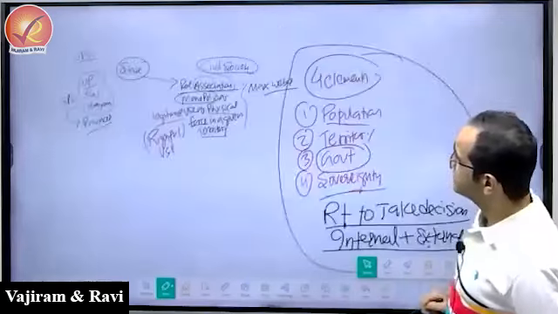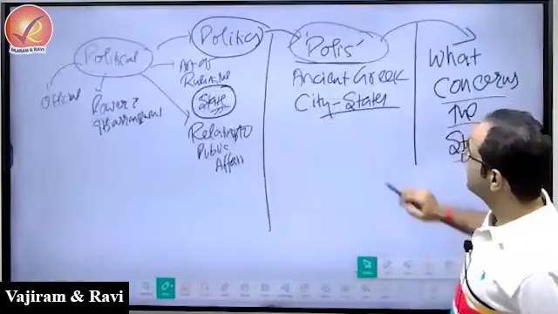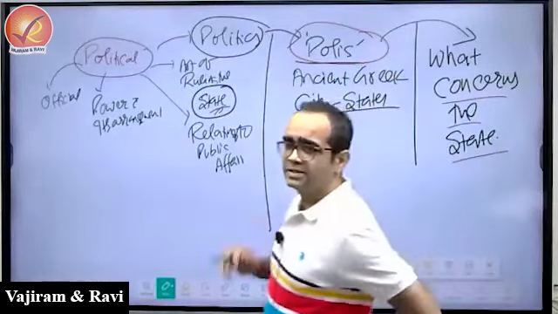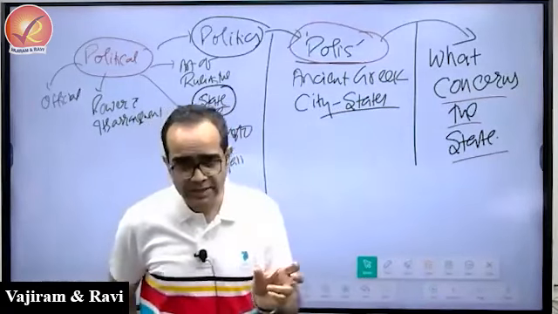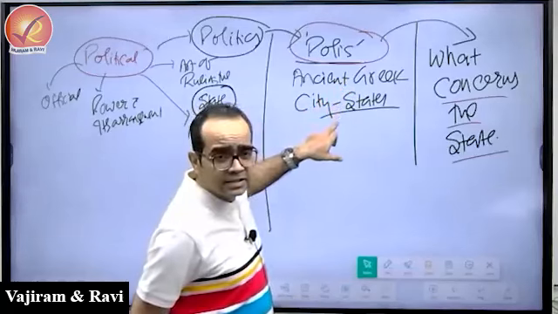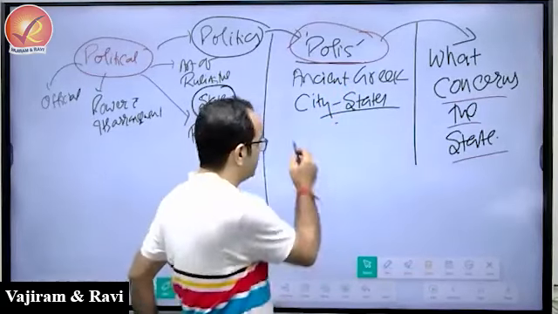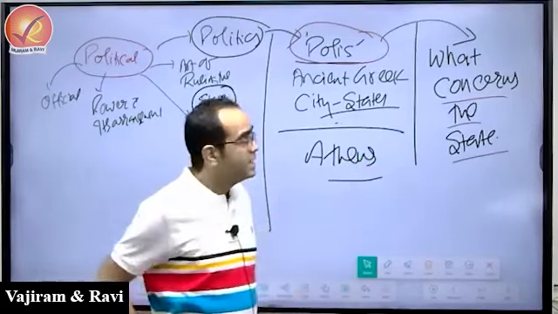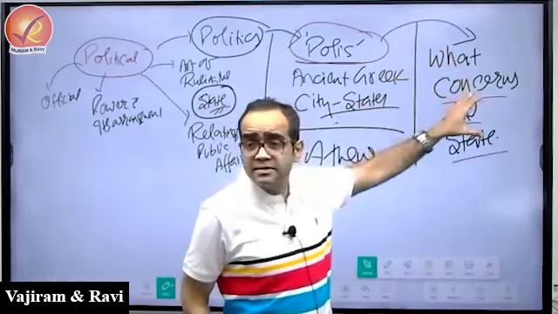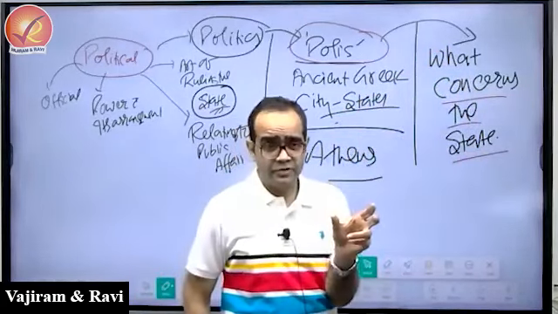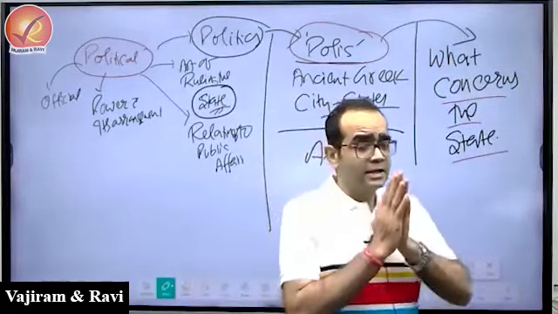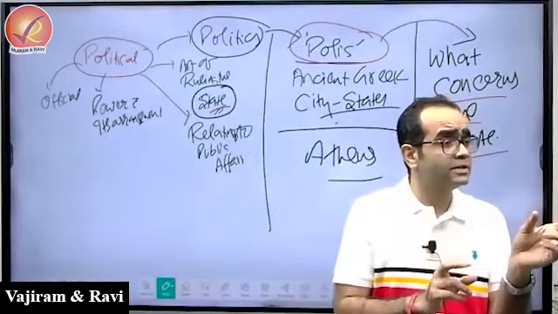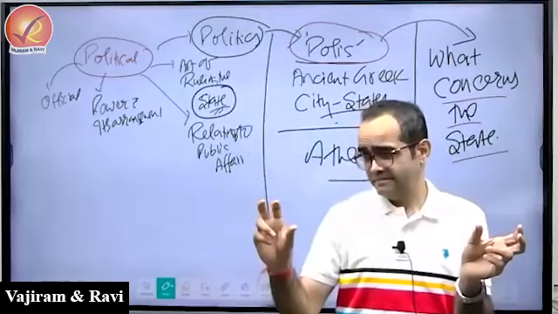And coming to our definition again, it talks about the word politics being derived from the Greek word polis, and polis means ancient Greek city states. One of the prominent ancient Greek city states was Athens, which we are going to discuss. And what concerns the state? So since the beginning, the study of politics came to be associated with studying the state.